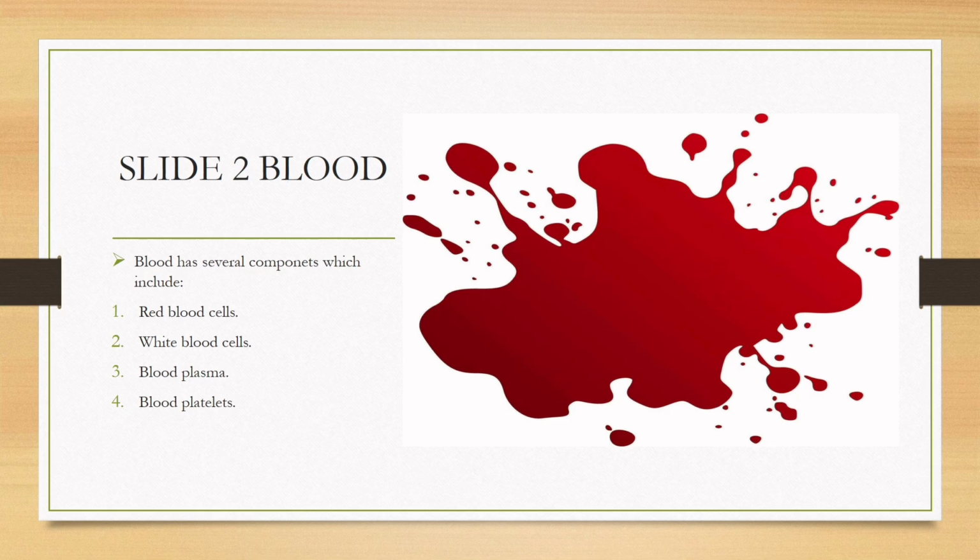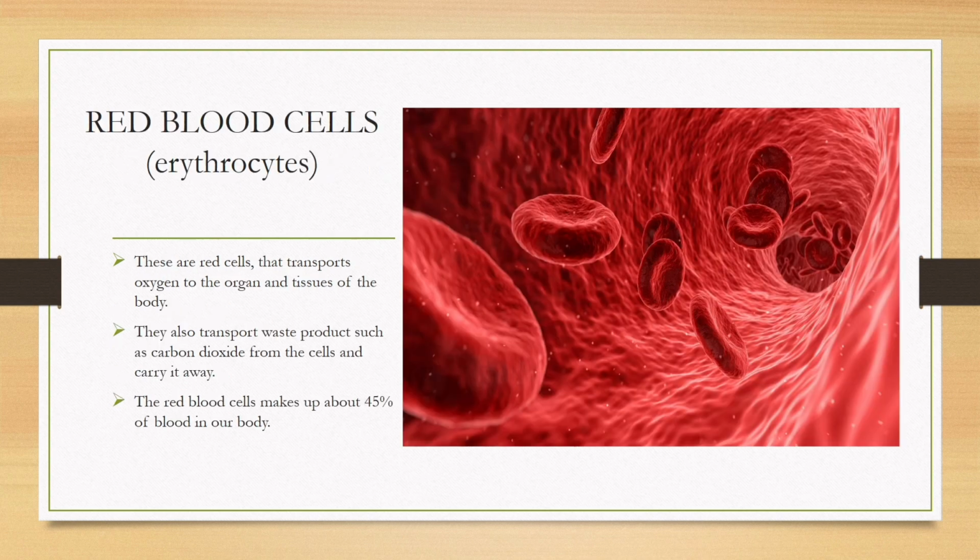In the second slide we also continue on blood. Blood has several components, which we have already discussed. We have the red blood cells, the white blood cells, blood plasma and blood platelets. We start with the red blood cells. The red blood cells are also called erythrocytes. You just have to be different sometimes. We mostly use red blood cell, but sometimes you can also call it erythrocyte. That's a very nice word.